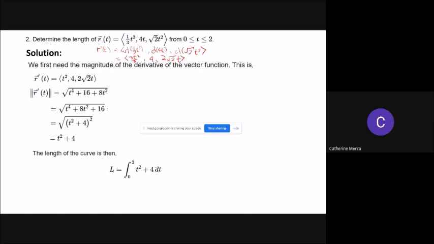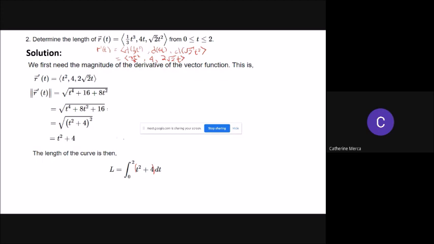Diba? Integral. So, t squared plus 4. But what is t squared plus 4 dito? Entire thing pala yan dapat, ha? Dapat may parenthesis yan. Ayan. So, yan yung function.